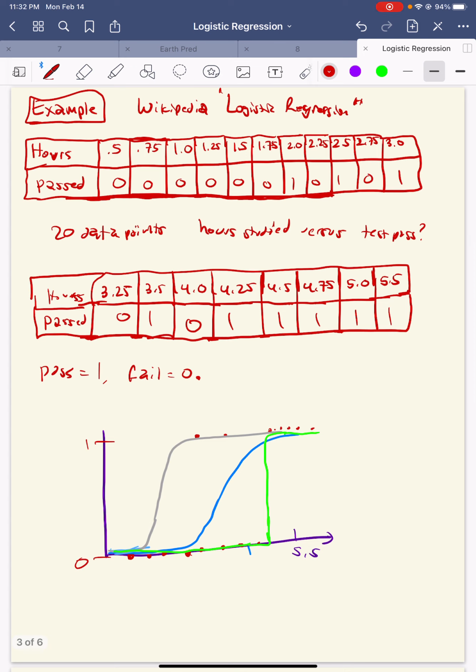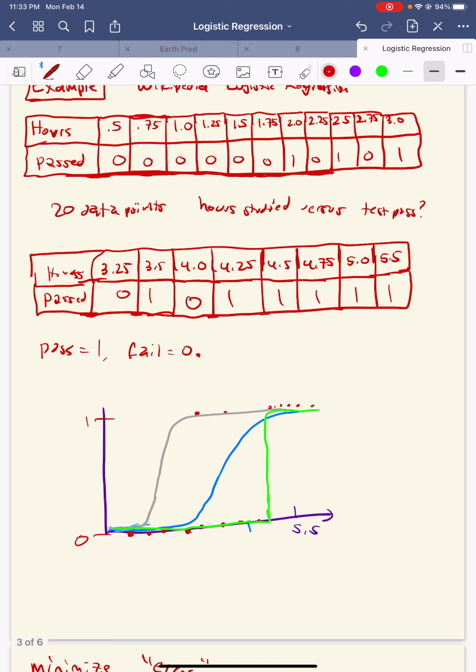So for this problem, we're just going to look at the hours. We have 20 data points, and we're going to look at hours studied versus passing the test. So as you'd expect, studying more should make you have a higher probability of passing the test. And all we know is these observations. You know, the person either passed it or they didn't. And if you were to plot this as a function of hours studied versus pass, then that's what these data points would be, roughly speaking. If you want the exact points, you can go to the Wikipedia article.